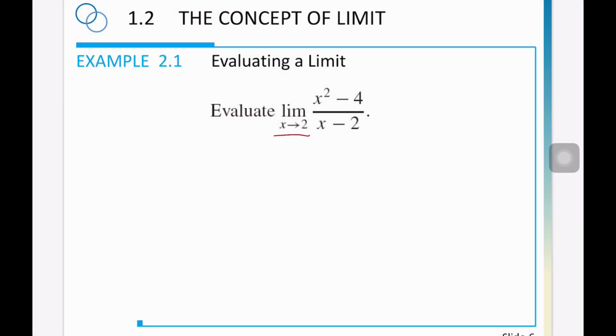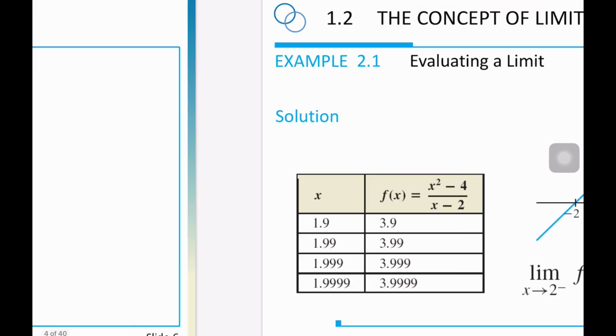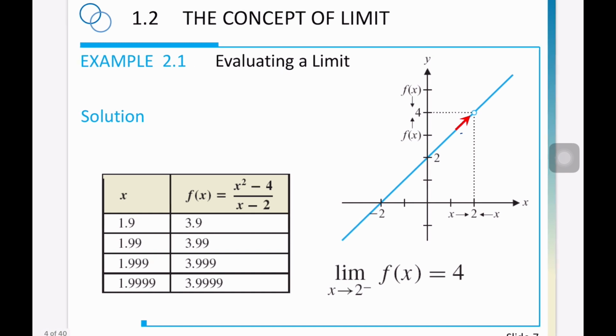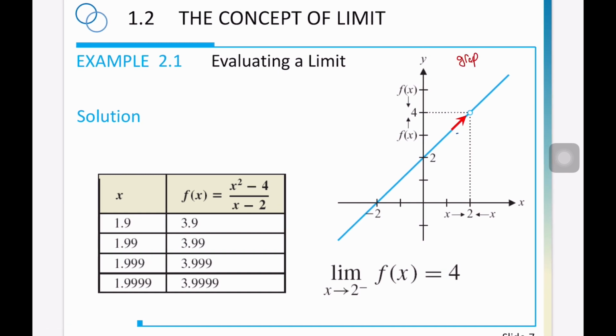Let's take this example. Evaluate the limit of x squared minus 4 over x minus 2 when x is approaching 2. There are many ways to evaluate a limit. We're going to discuss 3 ways in this video, and later on we're going to discuss more ways. The first one is using a graph, and the second one is using a table.